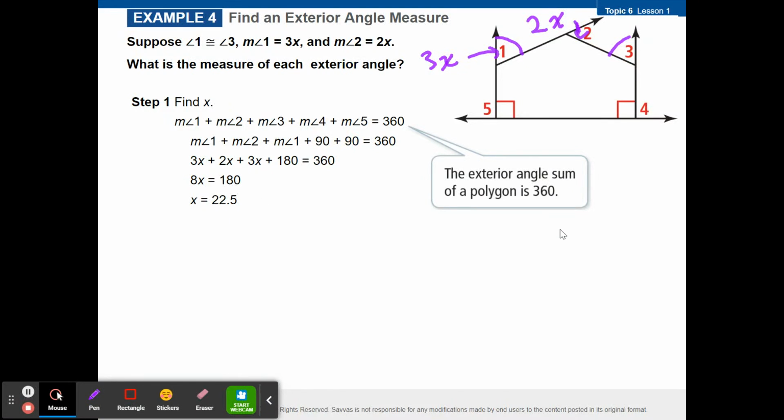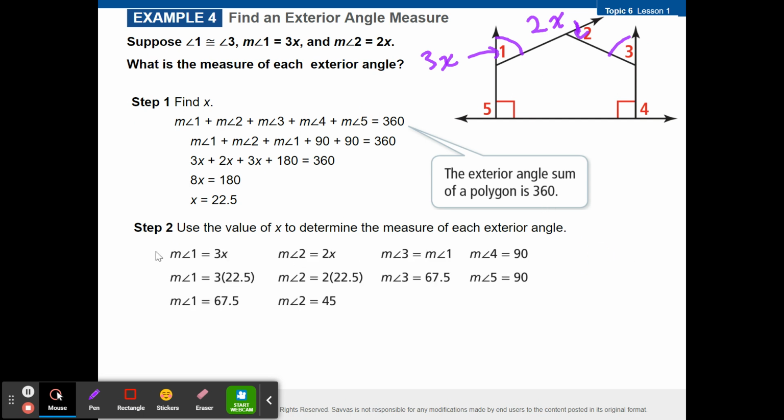Okay. Step 2 is going to be to take this x and substitute it in to find each exterior angle measure. We know the total is 360, so that's a good check for us. But measure of angle 1, 3x, 3 times 22.5, that's 67.5. So I'm going to write that in. So this guy is 67.5 for angle 1.